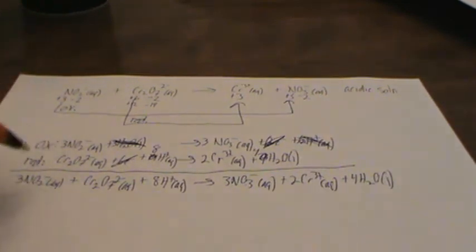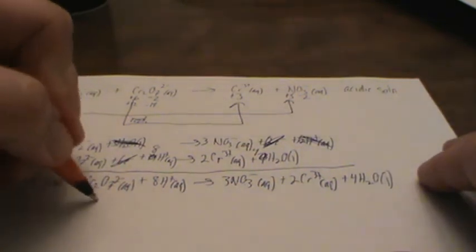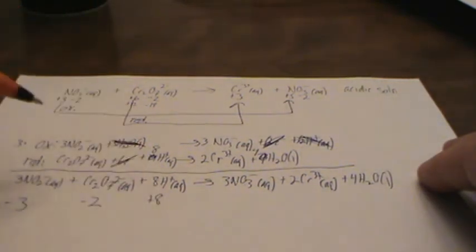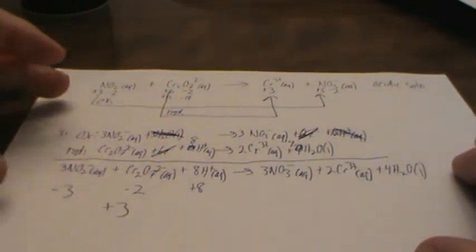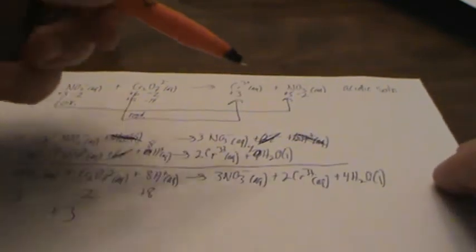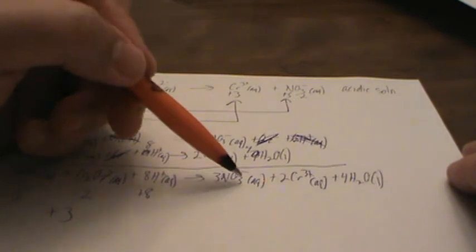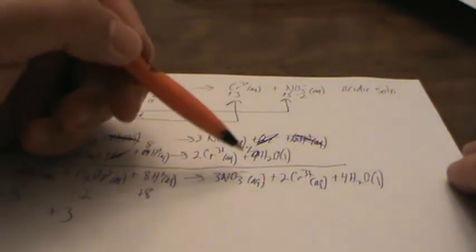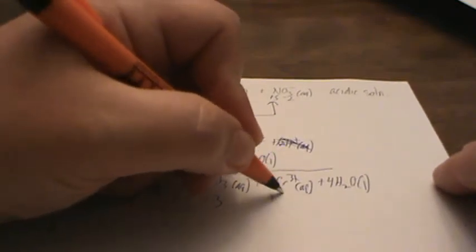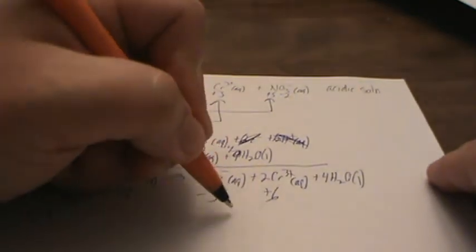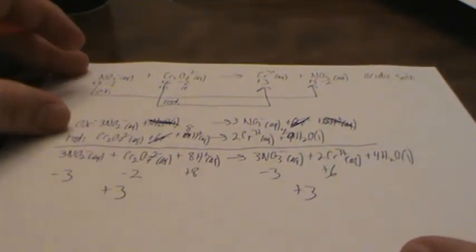Now, let's look at the overall charge. 3 times -1, -3, we have -2, plus 8. So we add all these up, our overall charge is a plus 3. Now let's look at our right-hand side. So we have 3 times -1, -3, 2 times +3, plus 6. Combine those two, plus 3. So our reaction is balanced.